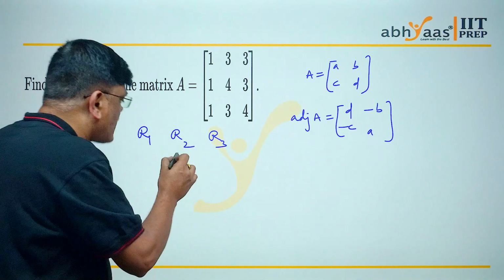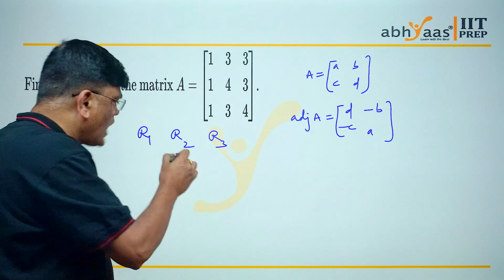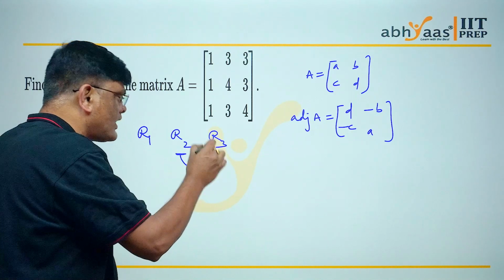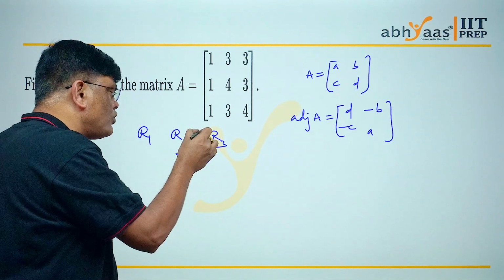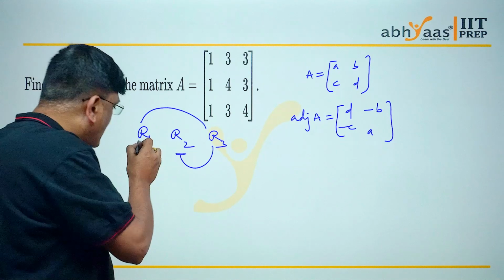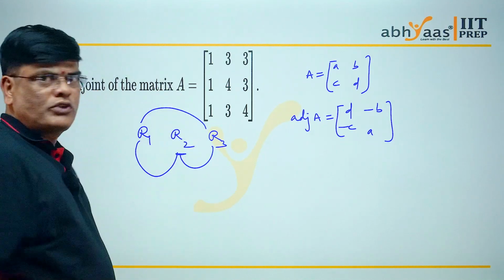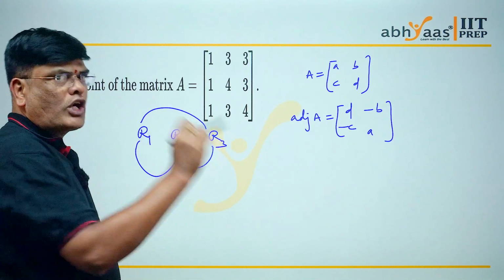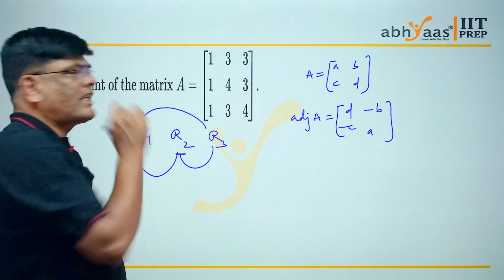Here first I will start with R2. Next I will move to R3. Next I will move to R1. Next again from R1 to R2. This is the structure. Now we'll see what is the meaning of this structure.